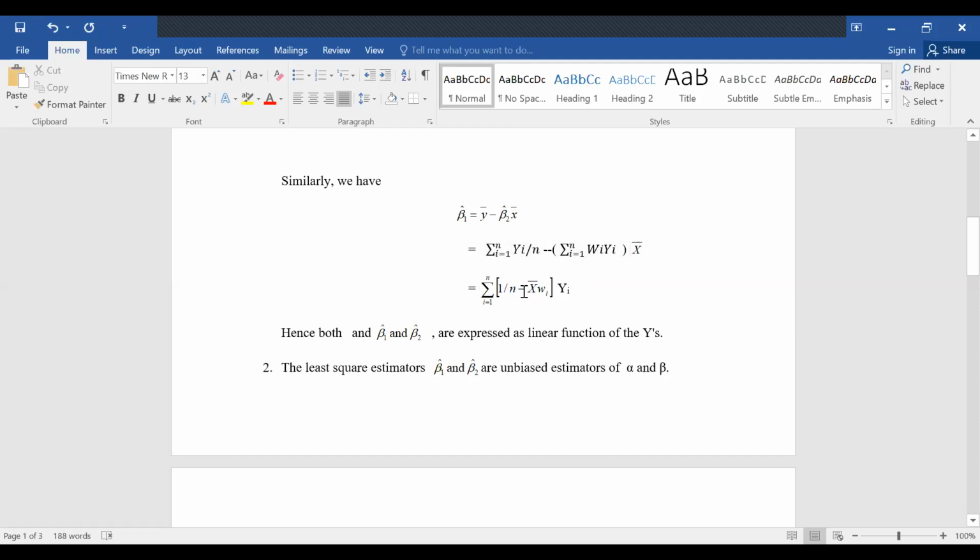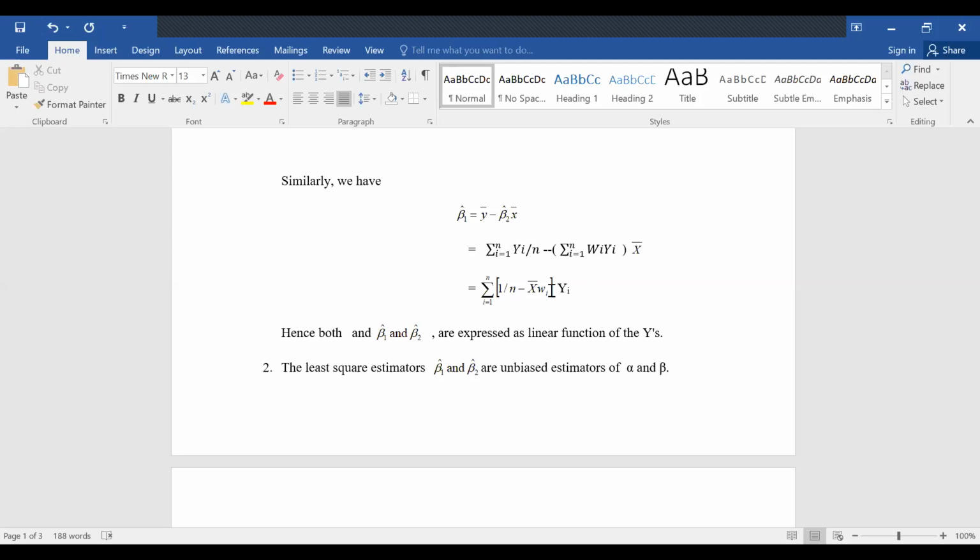So we have 1 over n minus x bar and wi, and that has been taken out as a common factor. So beta 2 hat is equal to summation 1 over n minus x bar wi yi. This completes the proof that beta 1 hat also depends upon the value of yi. Until you have the value of yi, you cannot find out both beta 1 hat and beta 2 hat.